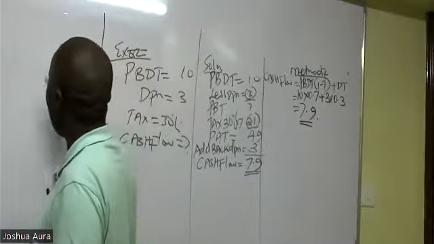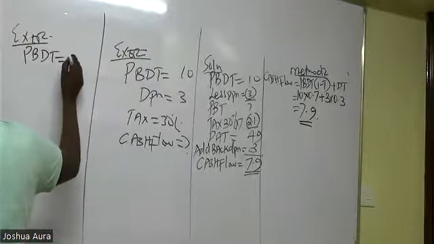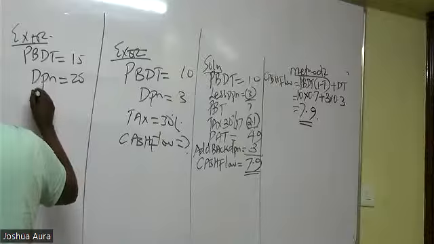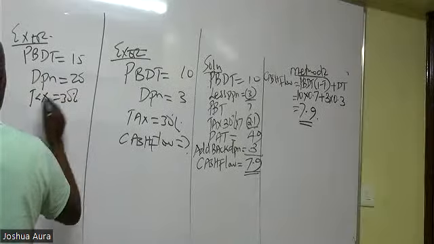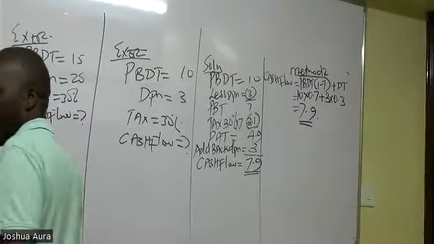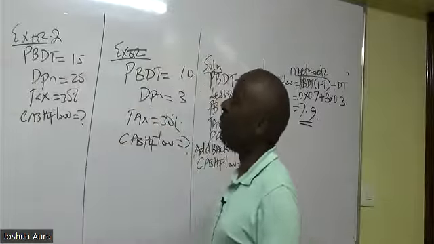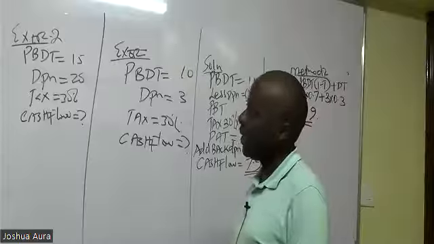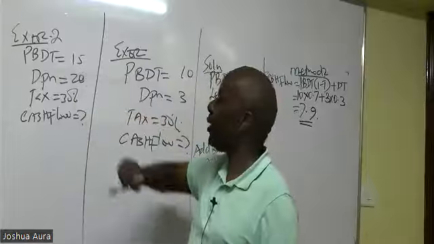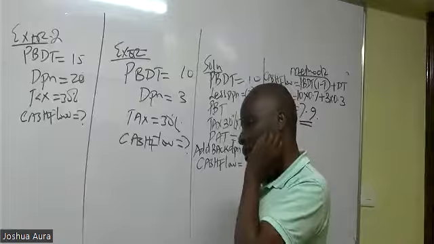Now, ladies and gentlemen, I would want you to try this as second exercise. Very important exercise for me. What if the profit before depreciation and tax was 15, but depreciation was higher, 20? Tax is 30%. Could you kindly give me the cash flow here now? So exercise 2. They have given you profit before depreciation and tax of 15. Depreciation here is 20, which is higher than the profit. Tax is 30%. And then they want you to give us the cash flow.